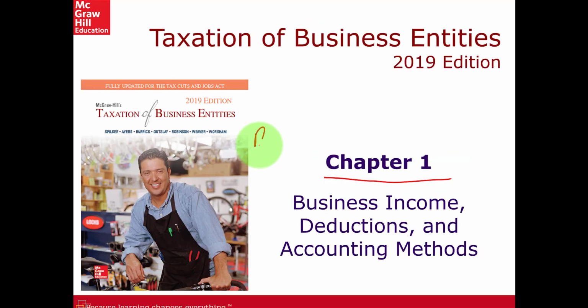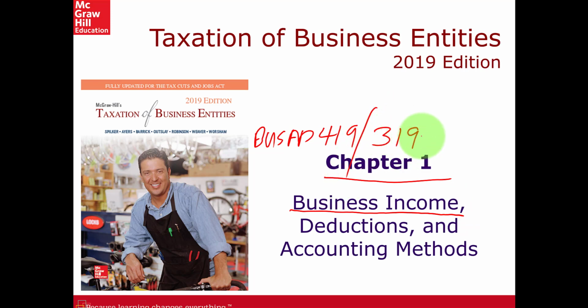Our class is Business Administration 419 with the title Corporate and Partnership Taxation. And the emphasis here is business income versus, let's say, non-business or personal income that you had probably learned in the previous tax class, that's 319. And we're also covering business deductions and when to report that business income and deductions based upon the accounting method being elected by the taxpayer.